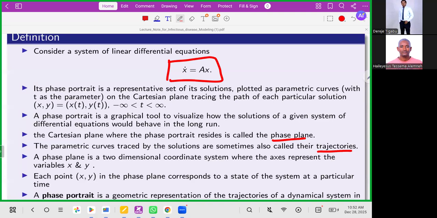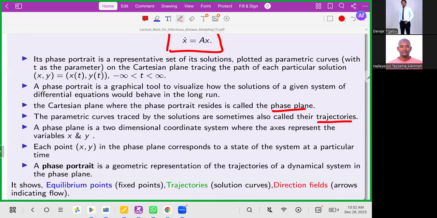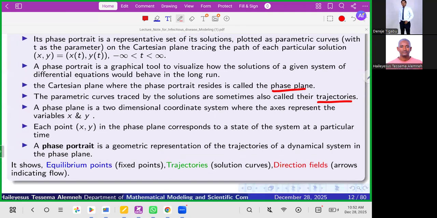And the phase plane is a two-dimensional coordinate system where the axes represent the x and y plane. So from this phase portrait, what we have obtained is equilibrium points, trajectories, and direction fields, where the direction field is moving. We know that it moves to the equilibrium points, the stability points, to stay steady in a steady state.